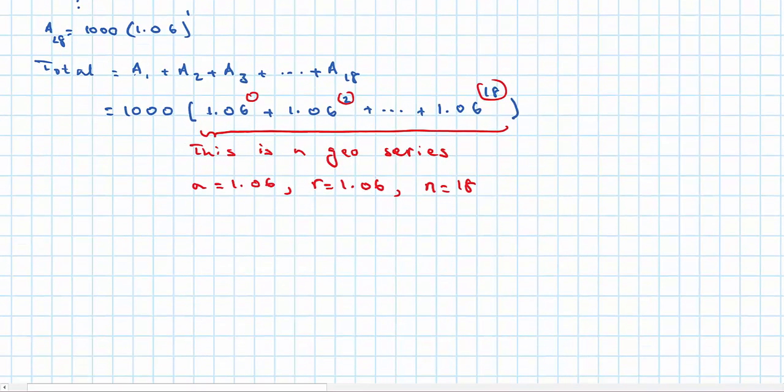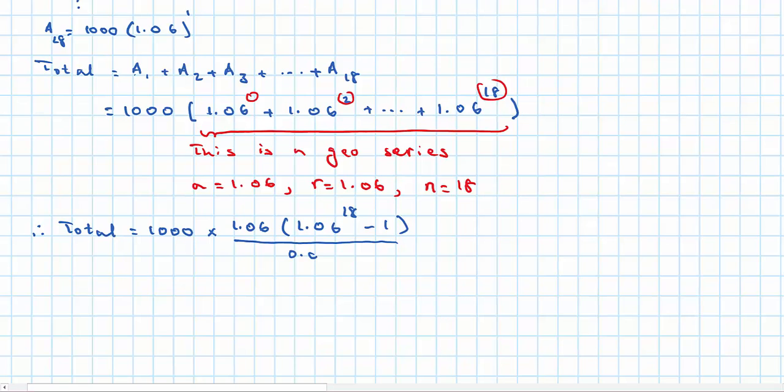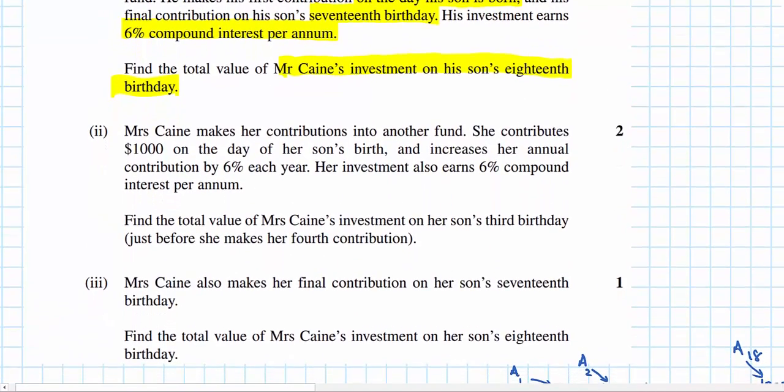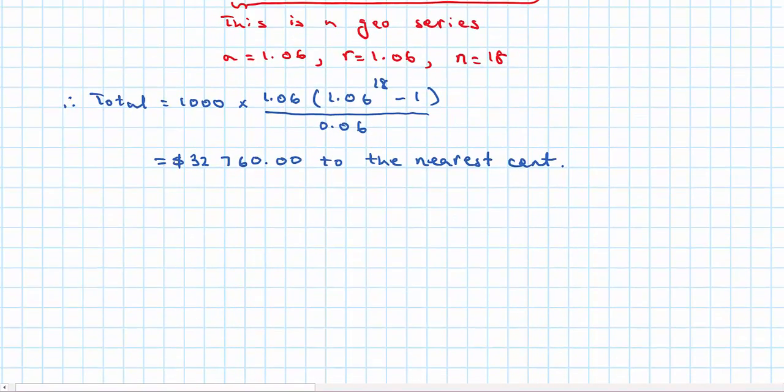So, total is 1000 times the equation again, a(r^n minus 1) over r minus 1: 1.06 times (1.06 to the power of n minus 1) all over 1.06 minus 1, which is 0.06. We can calculate that, giving me $32,760 to the nearest cent. Word question, we need to give word answer: find the total value of Mr. Kane's investment.